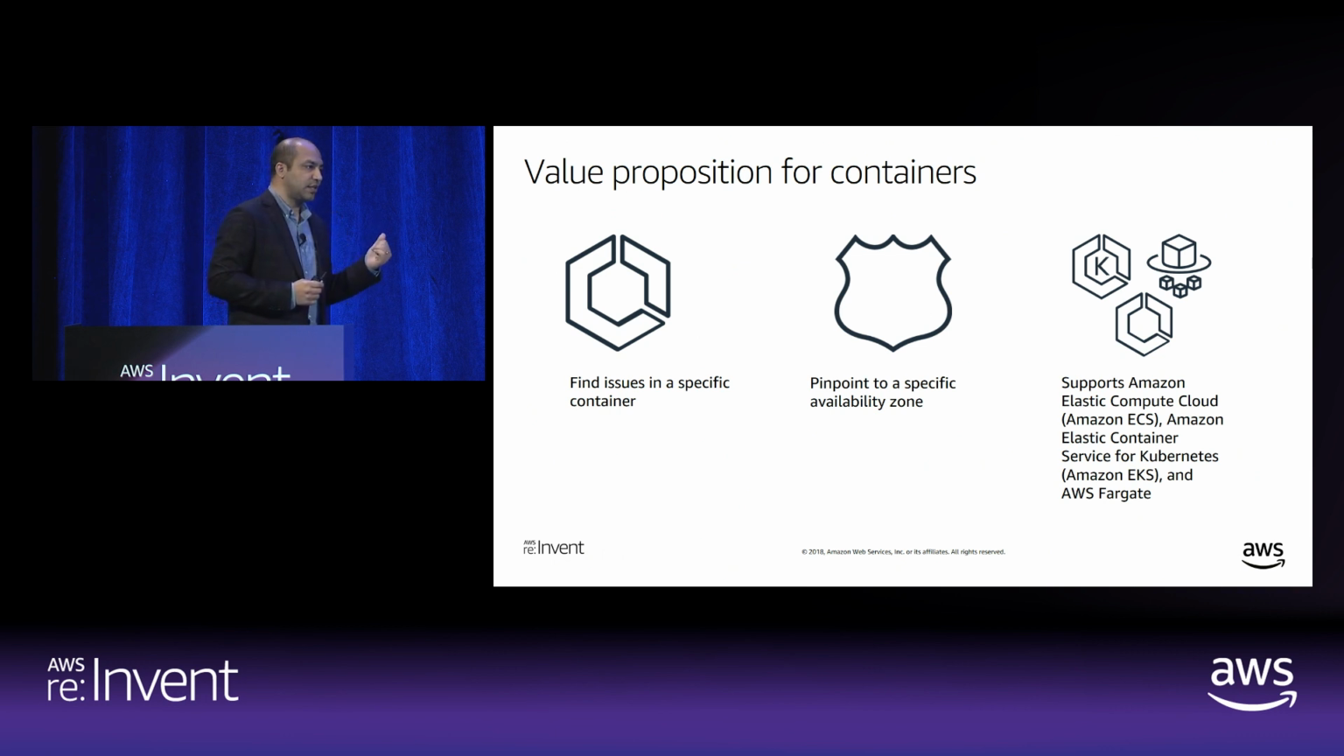Similarly, you can use X-Ray to look at AZs and really get an understanding of, are different AZs performing differently? Do I have any differences in these systems? And finally, X-Ray supports all of our container-based services. So if you're running on ECS, Fargate, or the Elastic Kubernetes Service, EKS, all of those services are supported.